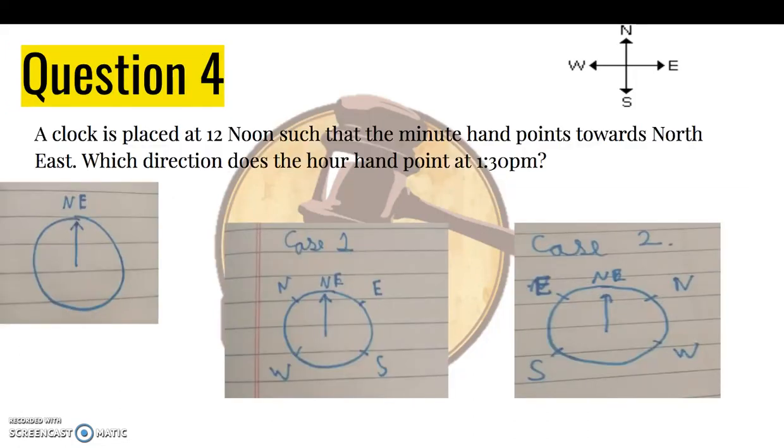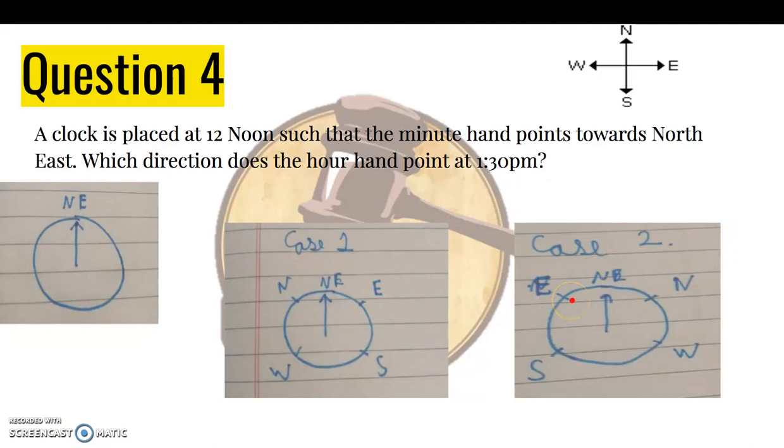Now pause the video, read the question, and then we'll try to decipher it. Okay, so in this question there is a clock whose minute hand is at 12 p.m. and faces northeast. So it looks like this, the clock and the minute hand facing towards northeast. Since northeast is surrounded by north and east on either side, we can have two possible cases for the remaining directions. One could be north is here and east is there, and the other east is here and north is there.